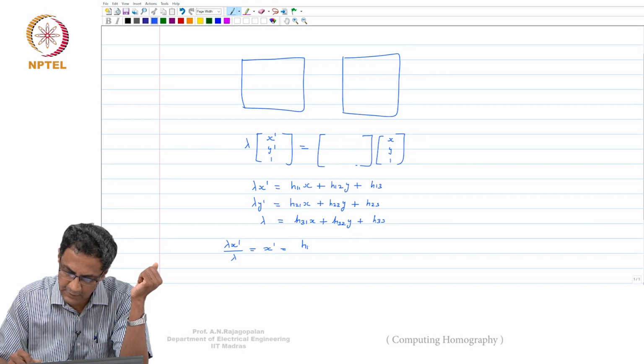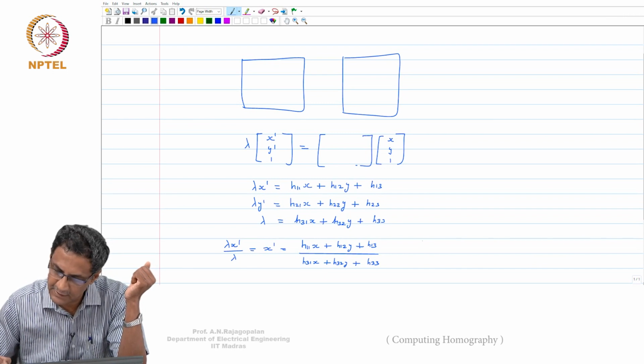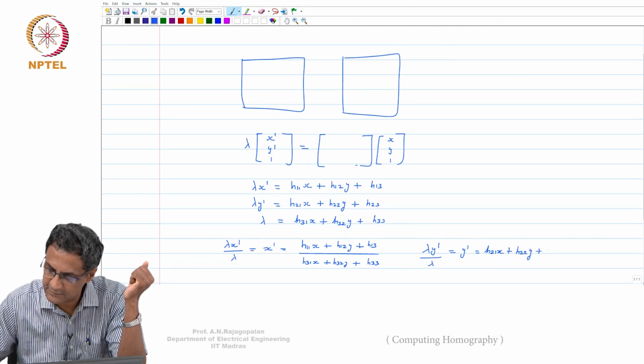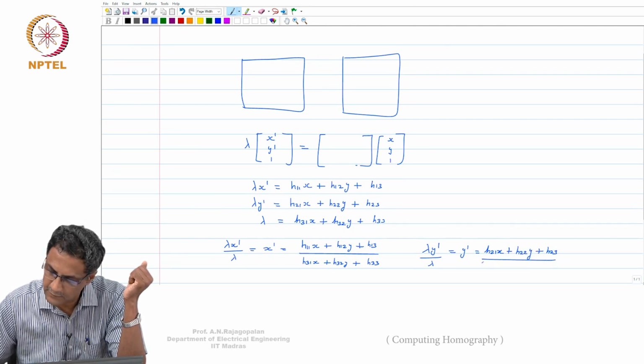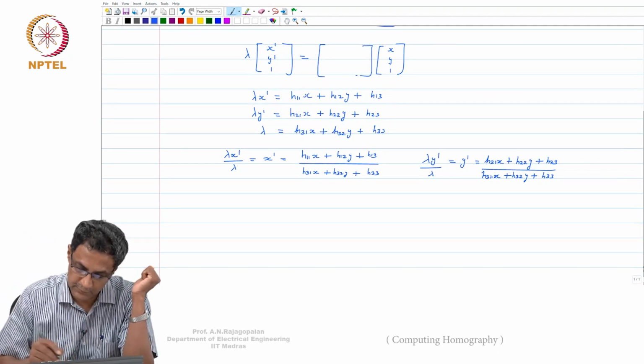So that is x' = (h11x + h12y + h13) / (h31x + h32y + h33). Similarly, we have λy'/λ giving y' = (h21x + h22y + h23) / (h31x + h32y + h33). Okay, so if you cross multiply, what will we have?